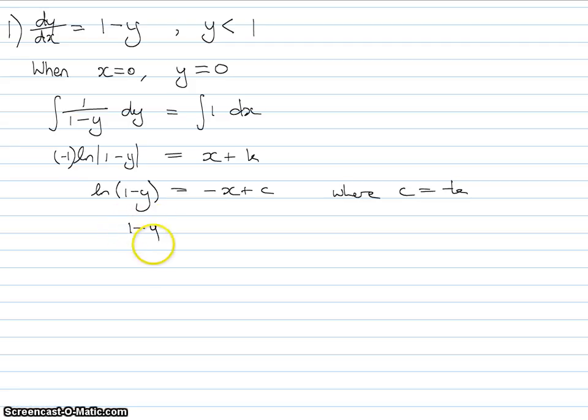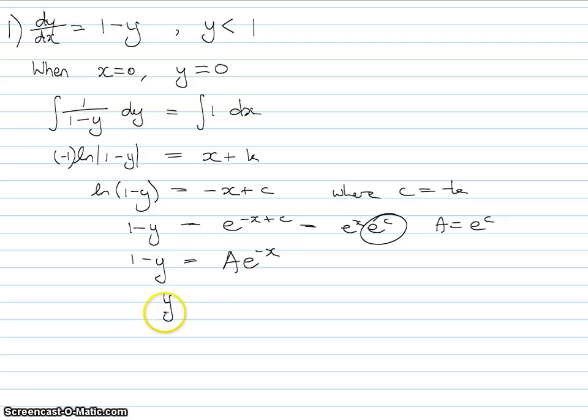So that means 1 take y is going to be e to the negative x plus c, and this is actually the same thing as e to the negative x times e to the c, where e to the c is a constant. So, what do I get? I let a equal e to the c, and then I have 1 take y equals a e to the minus x, or y is equal to 1 minus a e to the negative x.